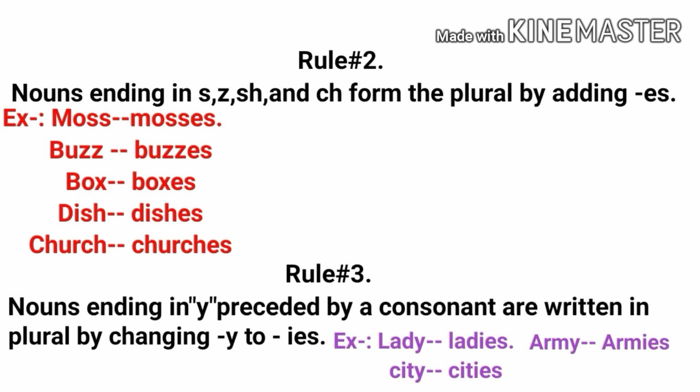So let's see the third rule. What is your third rule? It's very important to know. So here is your third rule. Nouns ending in y preceded by a consonant are written in plural by changing y to ies. For example, lady, ladies; city, cities; army, armies. So these are examples of your third rule. So let's move on to the next rule.